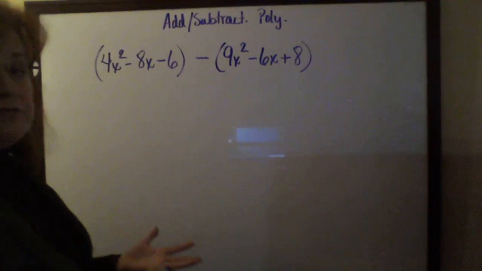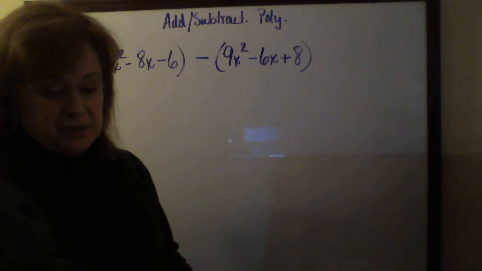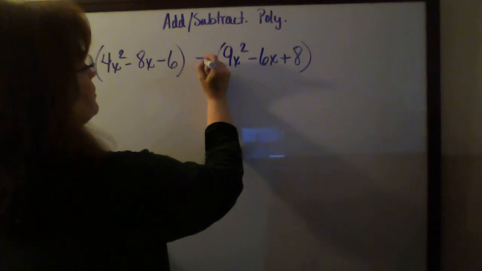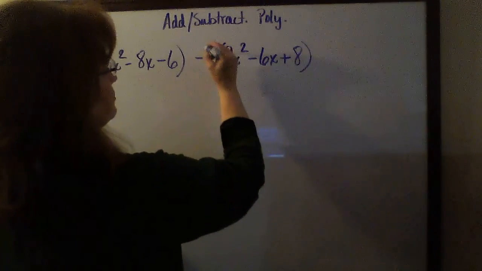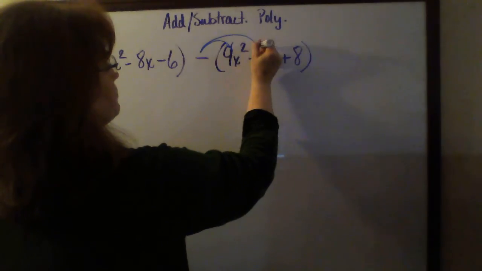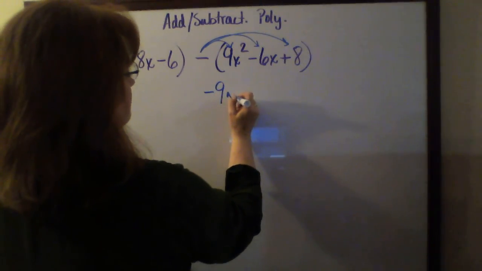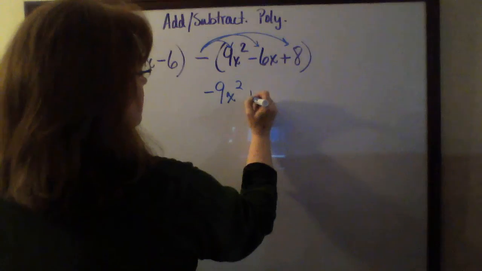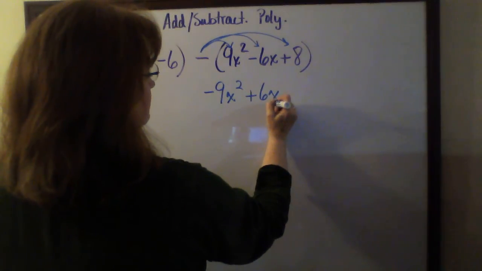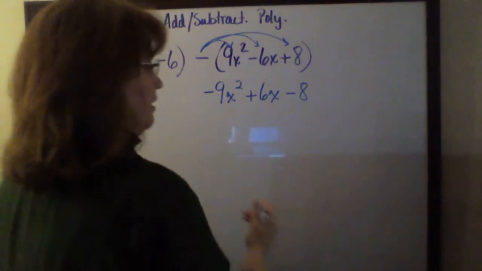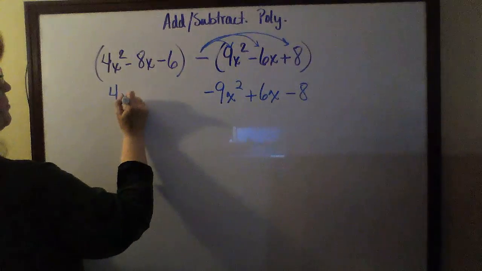Okay. The very first step is that you have to distribute the negative or the subtraction, okay? So this really means -1 times each of these, or -1 is being distributed through. So this is going to become -9x squared positive 6x minus 8. And notice that the parentheses are eliminated now. I'm just going to bring this one down without the parentheses.